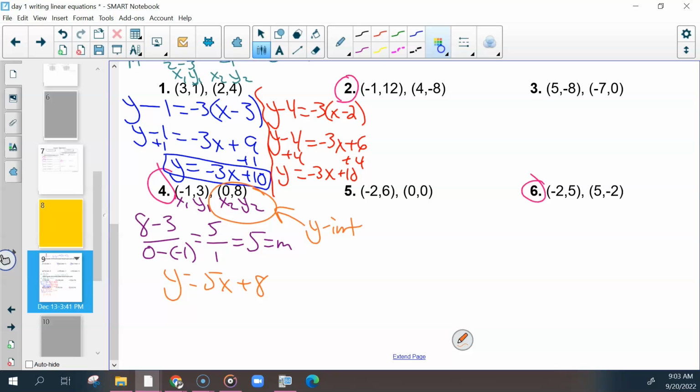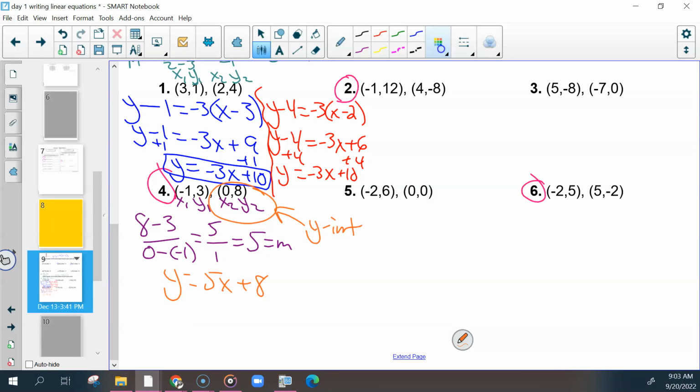Now, you may forget that and still do the work, which is fine. If you still did the work, you would come out with the same answer. Does anyone need to see that work or want to see that work? So if you see a 0 in the x place, that is your y-intercept. You don't have to continue to do the work.